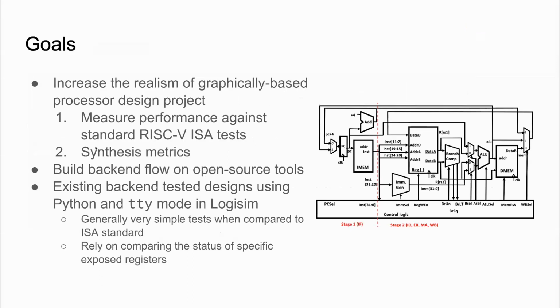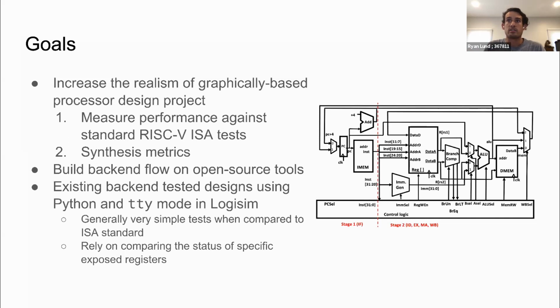Okay, so the goals of this project were to increase the realism of graphically based processor design projects. So we wanted to create a better link between Logisim blocks and the physical ramifications of that design. It's very easy to become decoupled from architectural decisions and what they actually correspond to in the real world. This was integrated in the project that we do with the introductory machine structures course that has a component on computer architecture and ISAs.